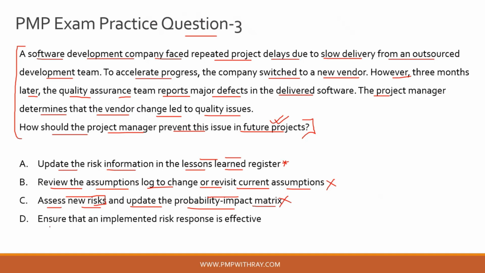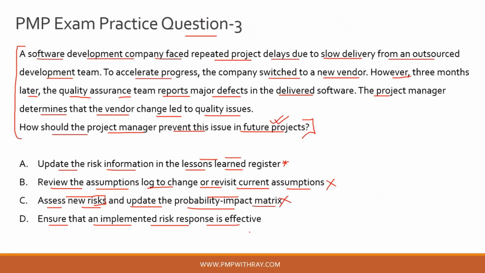Let's look at option D. Ensure that an implemented risk response is effective. This is also a plausible option because once you plan a risk response, it is very important to monitor that risk response for its efficacy. Otherwise every risk response might look very effective on a piece of paper, but it is not until the rubber hits the road that you realize the risk response you prepared is not good enough. So it is very important to ensure that an implemented risk response stays effective while it is being implemented.